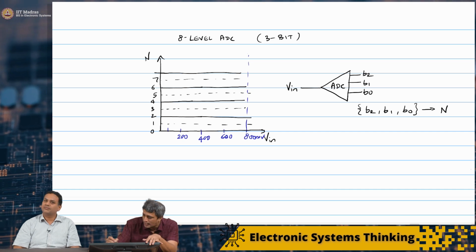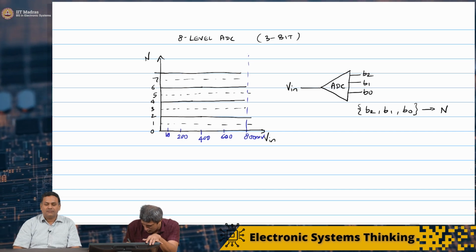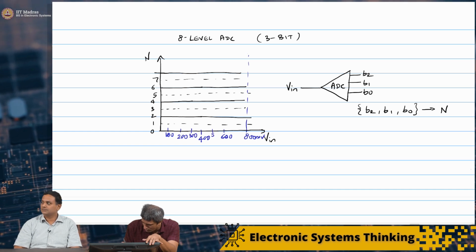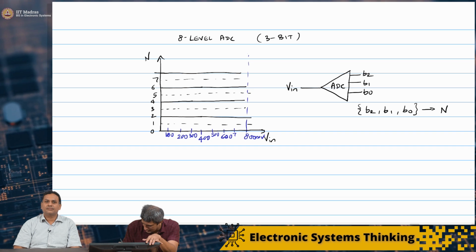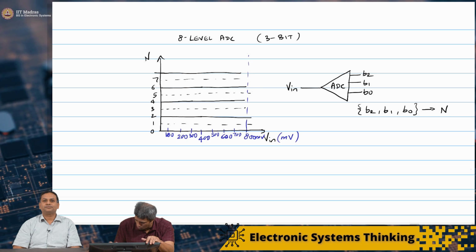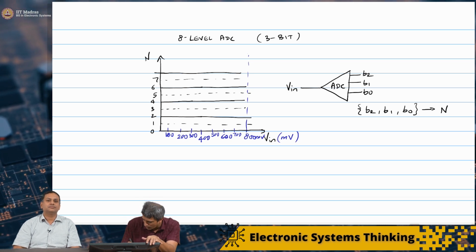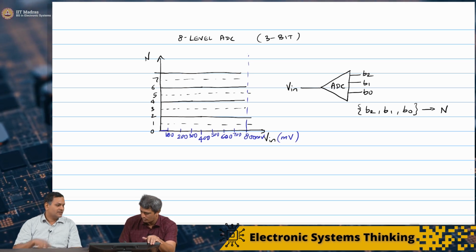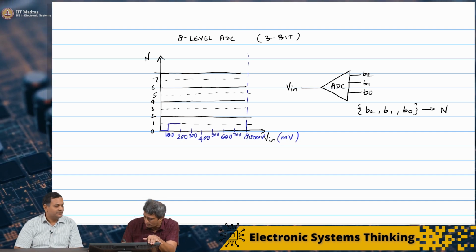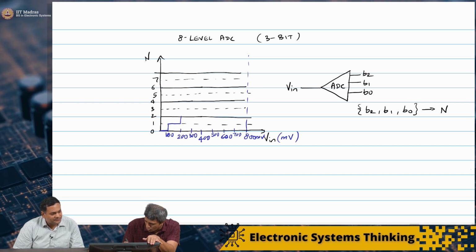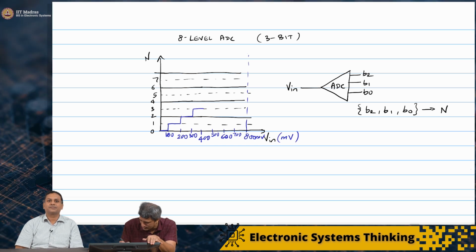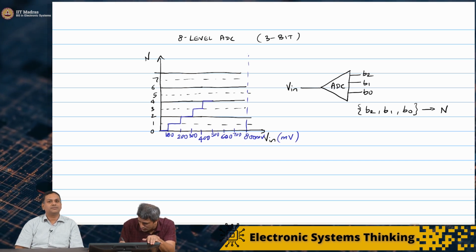This is 100, 300, 500 and 700 millivolt. Everything is going to be in millivolt. So if the input is between 0 and 100 millivolt, you get code 0. Between 100 and 200, you get 1. Then between 200 and 300, you get 2. Then like this, you go all the way.